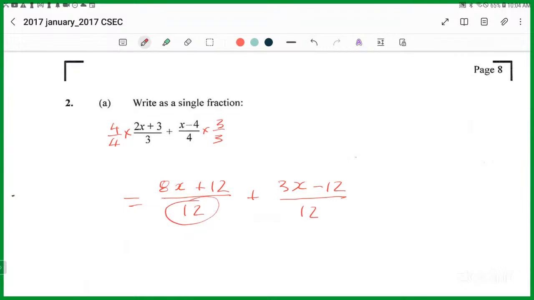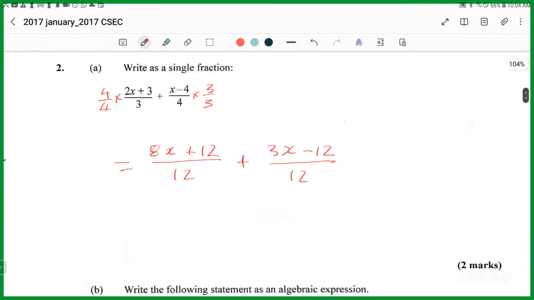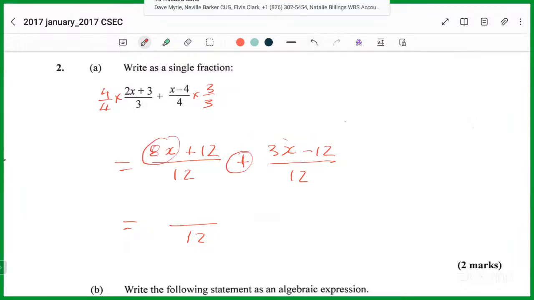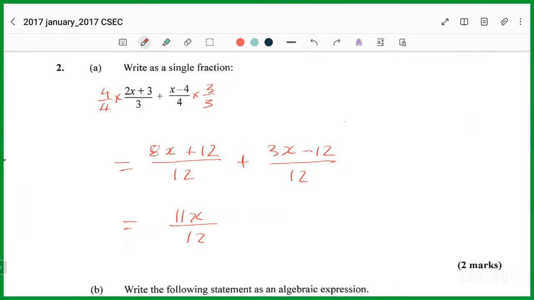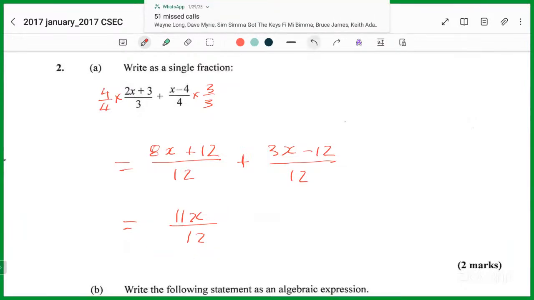Now, because these are now with the same denominator, the answer is going to have that same denominator. And then we can just add the like terms on the numerator. So it's 8x plus 3x is 11x. And then 12 and the -12 eliminates the 12. All right. And so basically this is the answer right here. That is it.